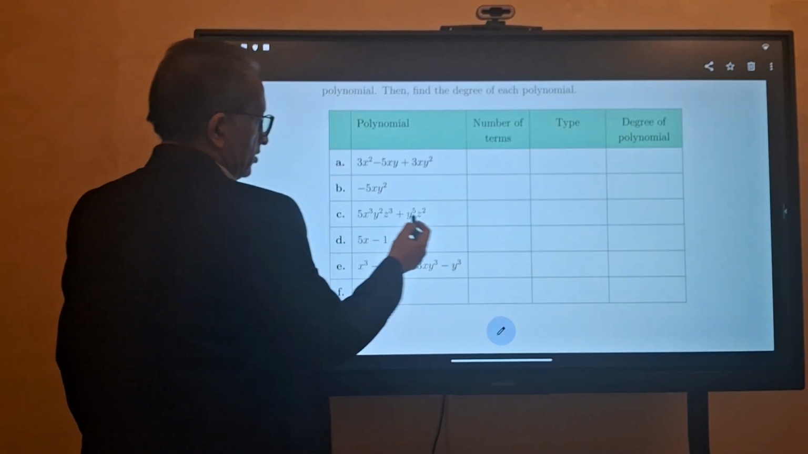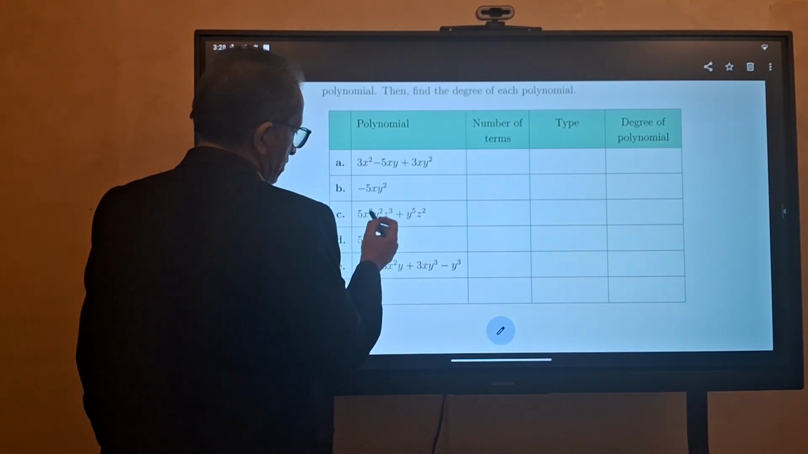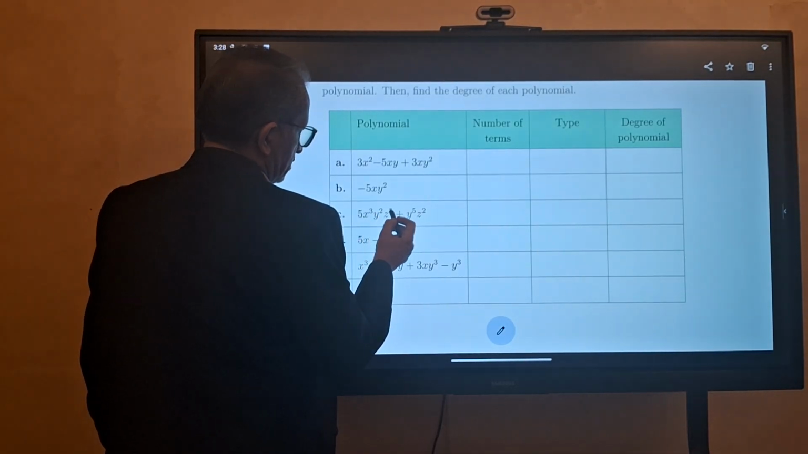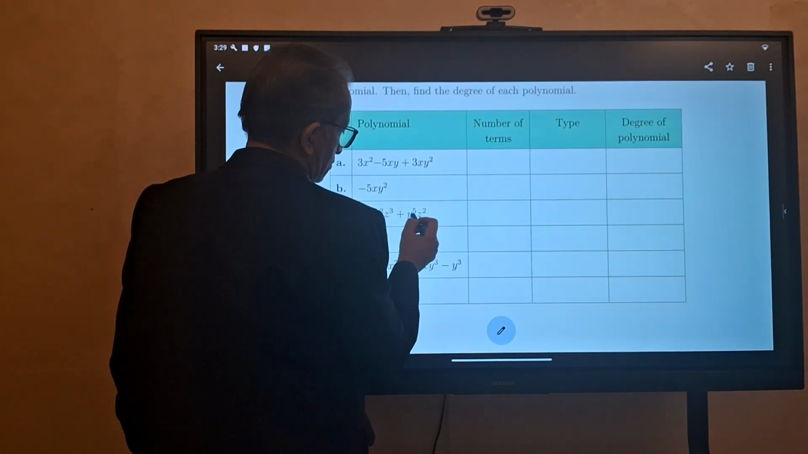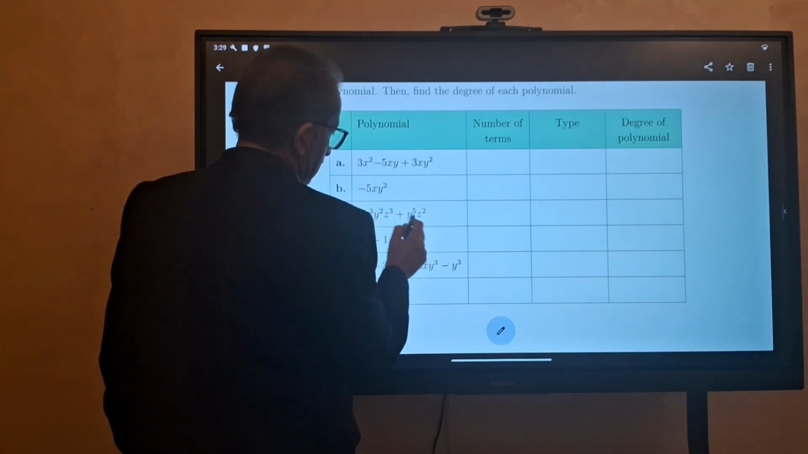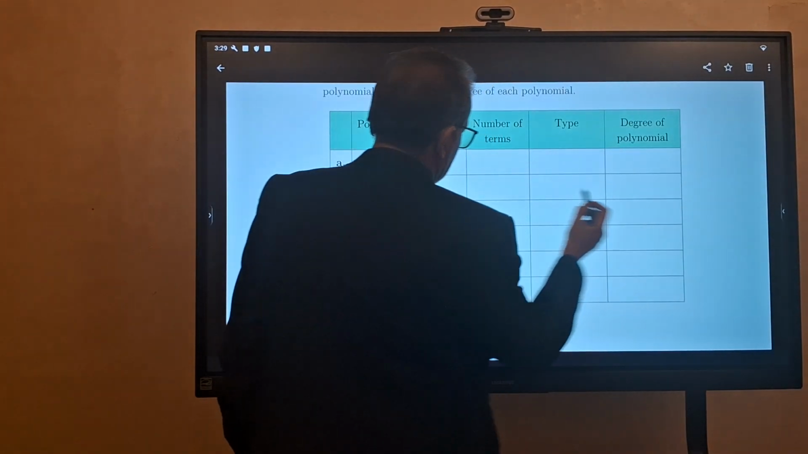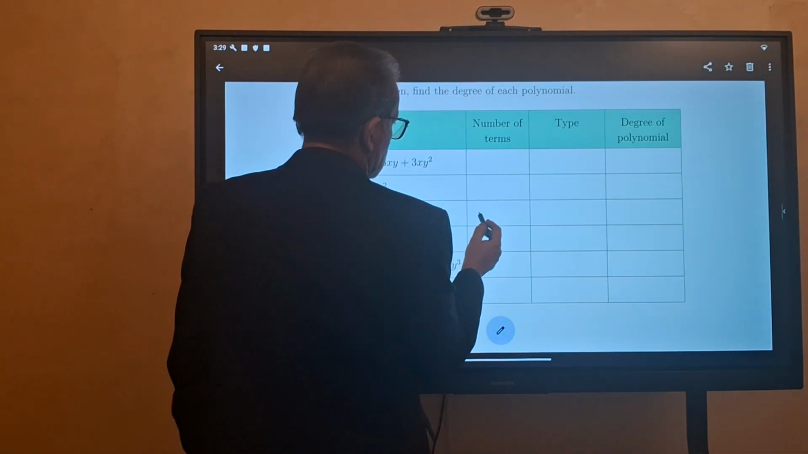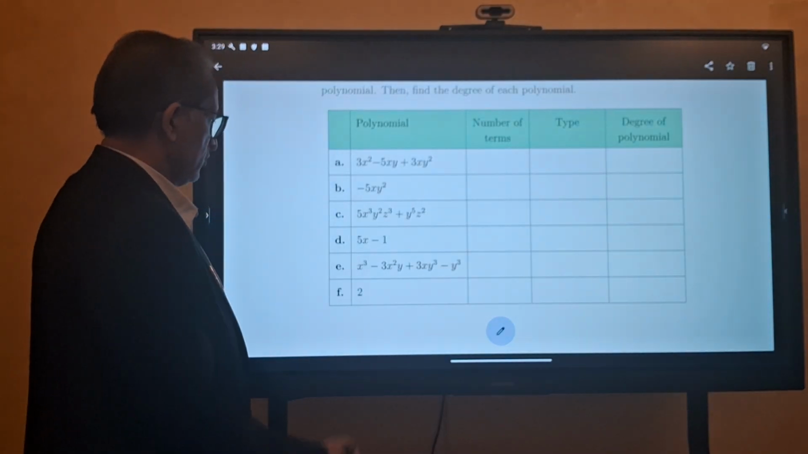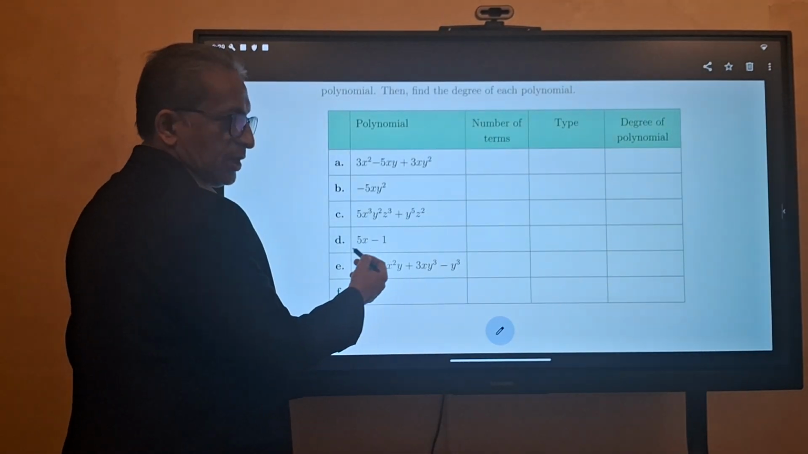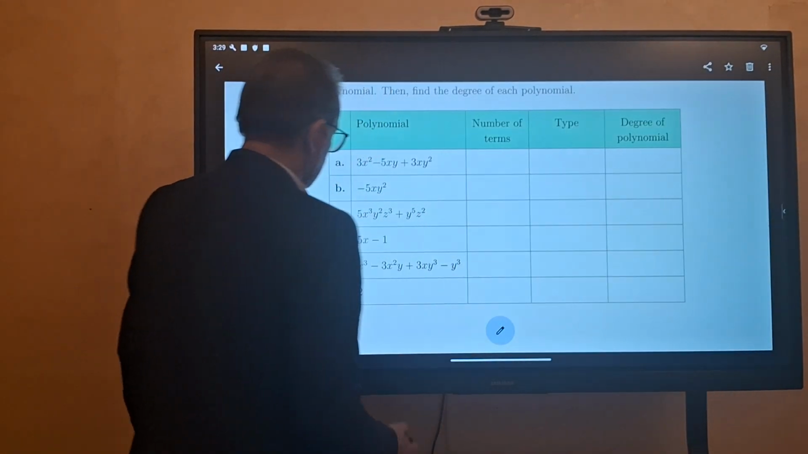Here we have 2 terms. What is the degree of the first term? 3 plus 2 plus 3, 8. What is the degree of the second term? 5 plus 2, 7. I take the highest one, 8. So the degree of the polynomial is 8. Number of terms 2, type binomial.